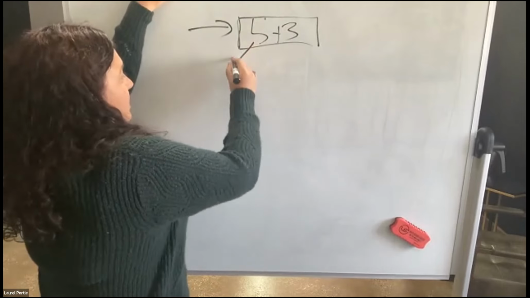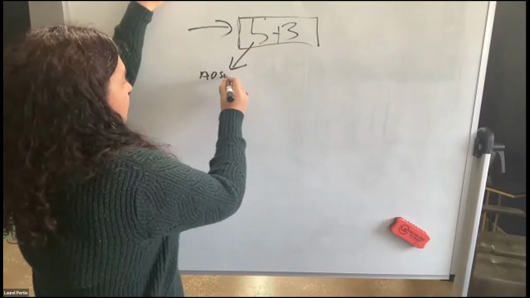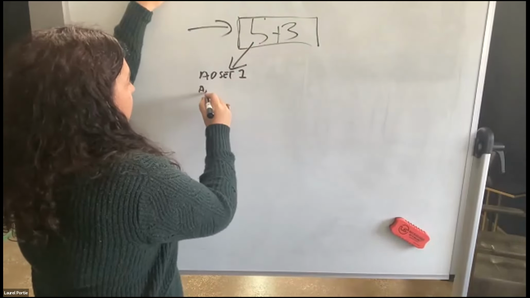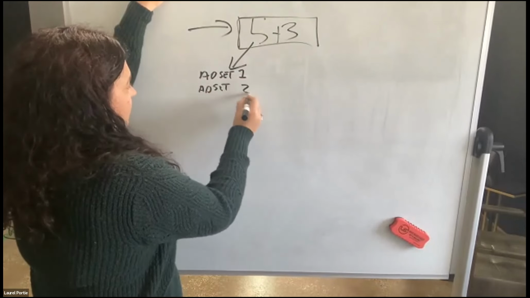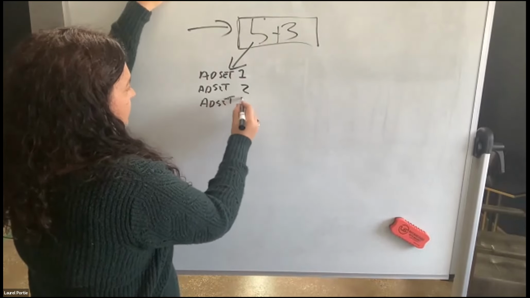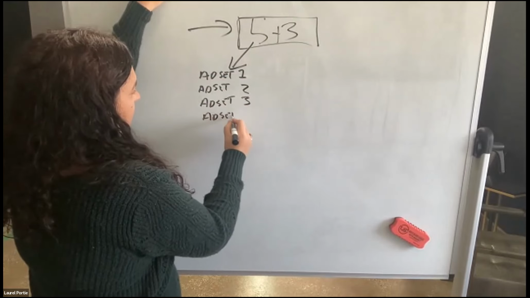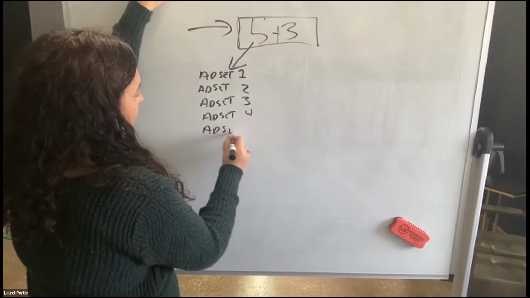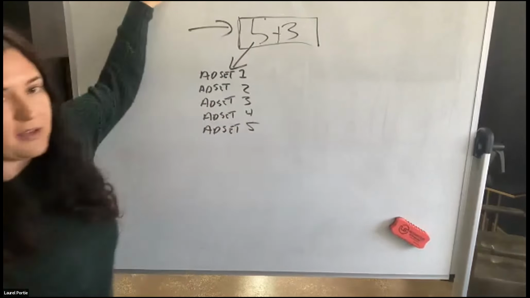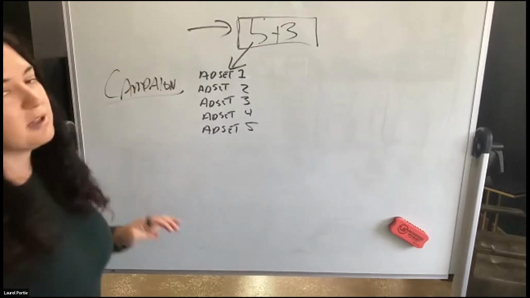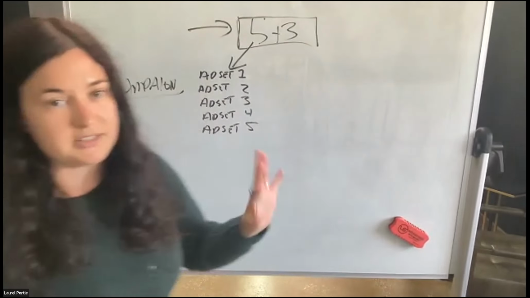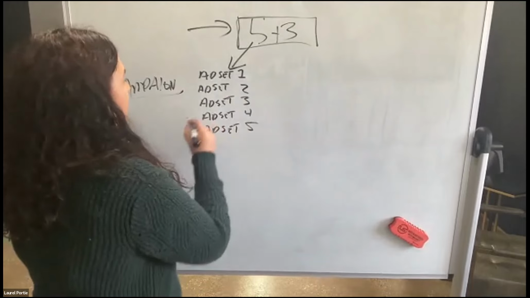So what I mean is 5 ad sets. So ad set number 1, ad set number 2, ad set number 3, ad set number 4, ad set number 5. Okay, so we've got 5 ad sets, 1 campaign. This is all 1 campaign. Now, just so I'm clear, this is just on Facebook. On YouTube, it's different. I just want to be clear.